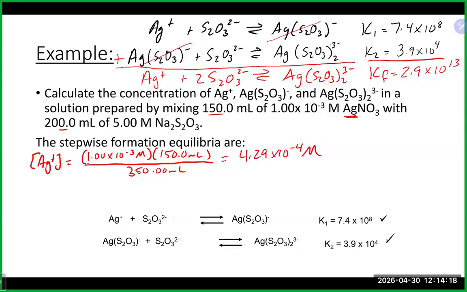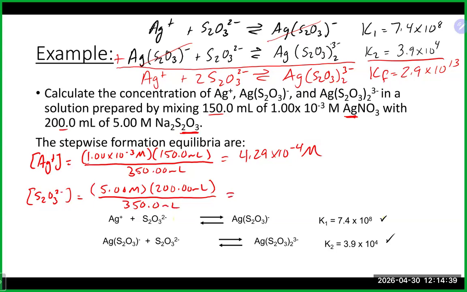We'll do the same thing for our ligand right here. This is going to be the source of our ligand. So the concentration of our S2O3 2- again, we have a concentration of 5 molar of it. We're using 200 milliliters, and again, when we mix it all together, we're going to have 350 milliliters here. And we will end up with 5 times 200 divided by 350, 2.86 molar here. Any questions on that one there?